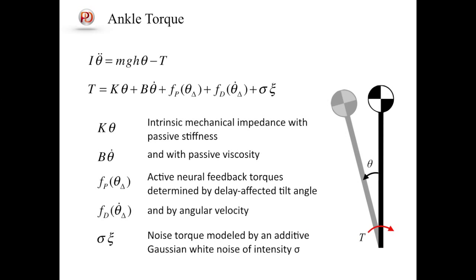We can consider 5 types of torques. There are 2 torques, denoted by k theta and b theta dot, which come from the intrinsic mechanical impedance with passive stiffness and with passive viscosity, respectively. And there are 2 torques, denoted by fp and fd, representing the active neural feedback torques determined by delay-affected tilt angle, and by angular velocity, respectively. At last, there is noise torque modeled by an additive Gaussian white noise of intensity sigma.